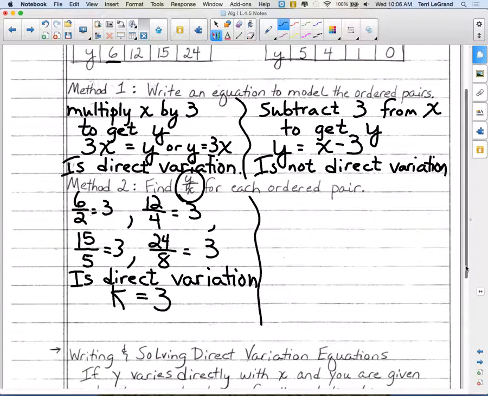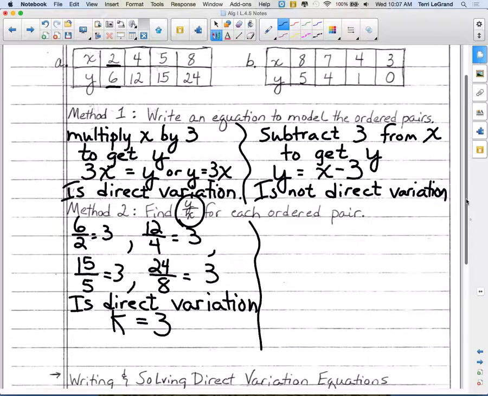But you get to choose. Which method are you going to use to prove it? Method 2 says, here's what you do. You set up the y over x relationship. So 5 over 8. Calculator might be handy right now, because we're going to rename it as a decimal so that we can see if we get the same answer every time. Okay, what is 5 divided by 8?